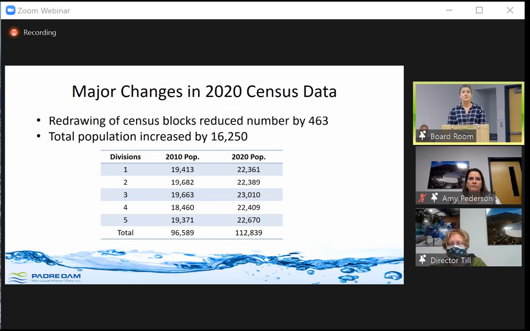We did see some major changes between the 2010 and 2020 census, primarily in the size and shape of the census blocks. The U.S. Census Bureau redrew all the census blocks, and in our district, reduced the number by 463. What did increase was the total population, which increased by greater than 16,000. Next slide, please.